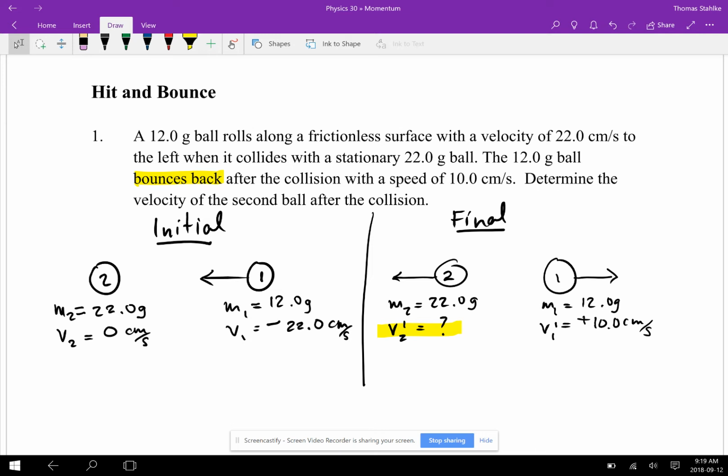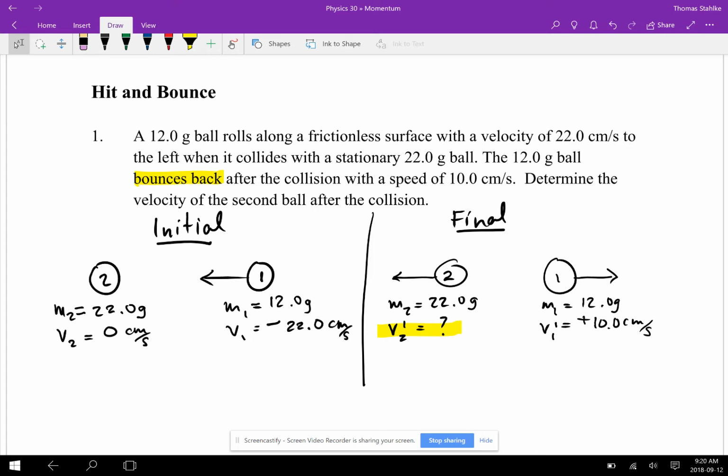And then you can see that I put the velocity as negative 22 centimeters per second. And the 12-gram ball bounces back, so in the other direction, at 10 centimeters per second. So I show that as positive 10. So you can see before the arrow is to the left and afterward the arrow is to the right. Now it says determine the velocity of the second ball after the collision that was initially at rest. So before it shows the velocity of 0, and afterward I just highlighted there the velocity that I need to solve for.